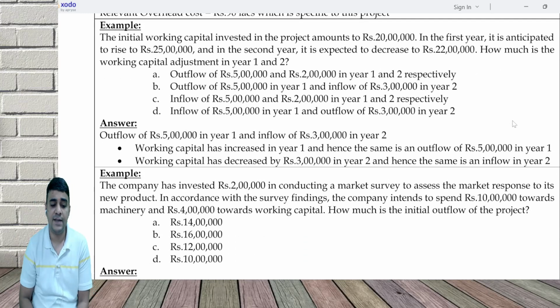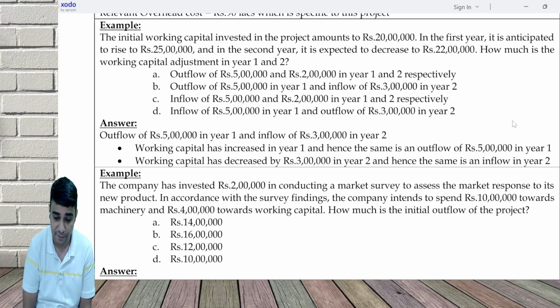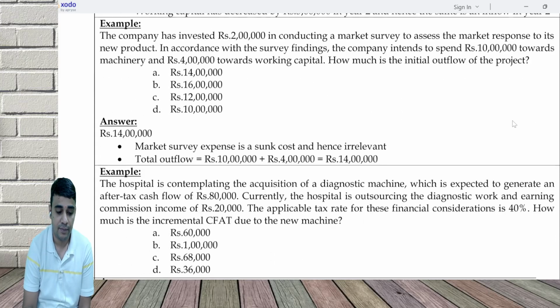A company has invested 2 lakh in conducting a market survey to assess the response to a new product. In accordance with the survey findings, the company wants to spend 10 lakhs on machinery and 4 lakhs on working capital. What is the initial outflow? On day 0, how much total are we paying? The 2 lakh market survey is a sunk cost, so it doesn't really matter. You have already incurred it.